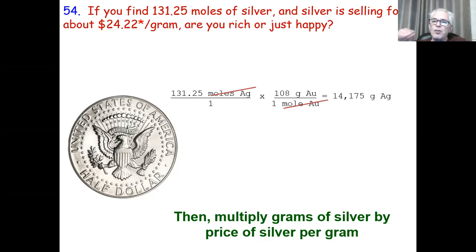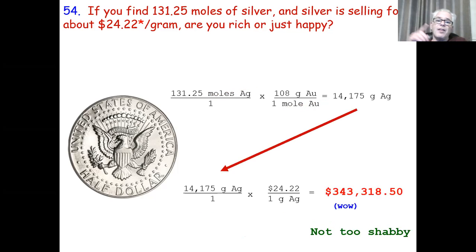Now we multiply those grams times the price of silver. We get rid of the grams and convert it to dollars. Watch how this happens. The number of grams over 1, and that conversion factor on the bottom, look, it's $24.22 per gram, and the grams cancel. So if you happen to find 131.25 moles of silver, more or less, not too shabby. It's a lot of money.